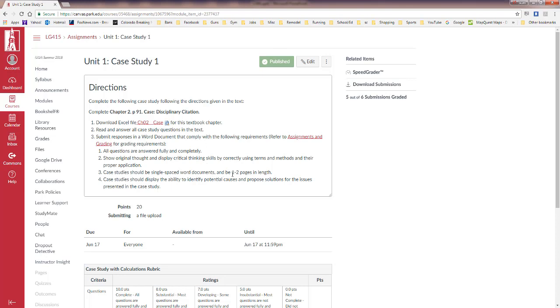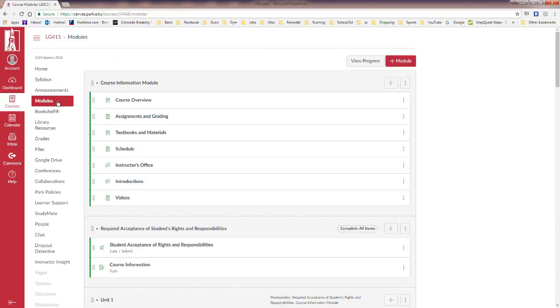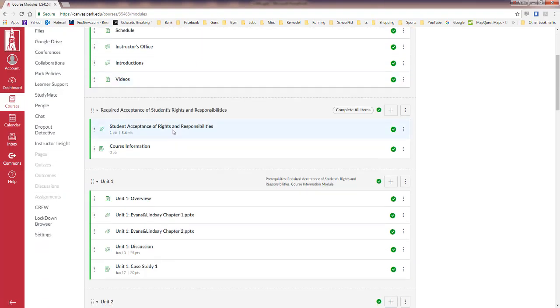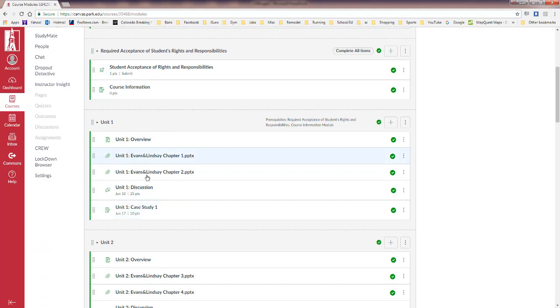Okay, then you'll have two files, the Excel file and the Word document, that must be submitted together. Do not submit them separately. Submit them together in your gradebook. Okay, so those are the requirements for all case studies and all other assignments. Make sure you read the directions within those sections.